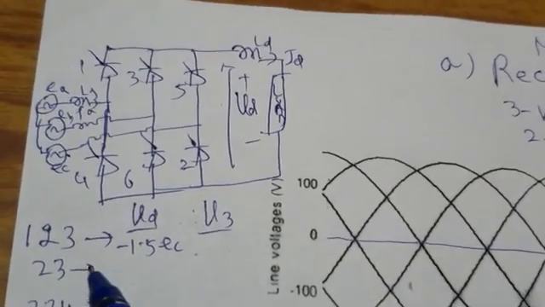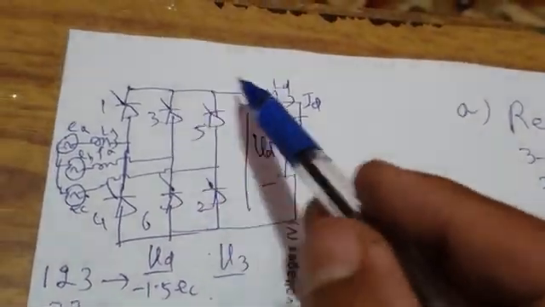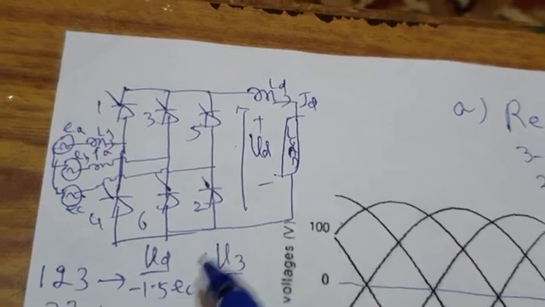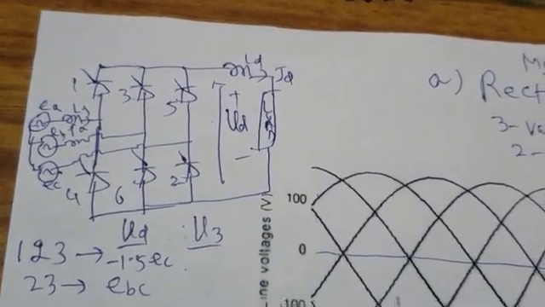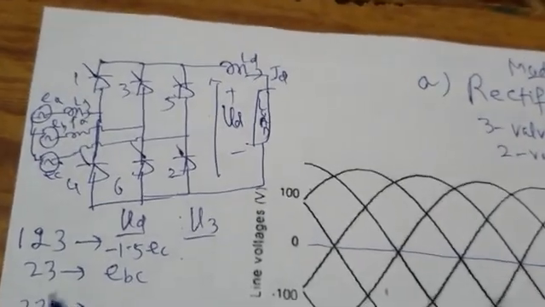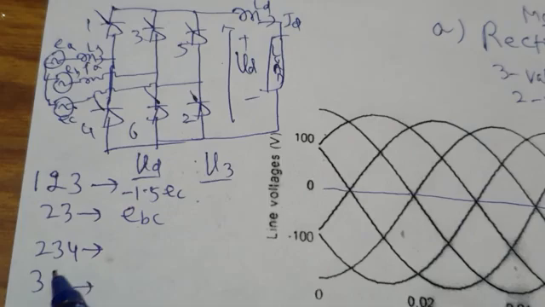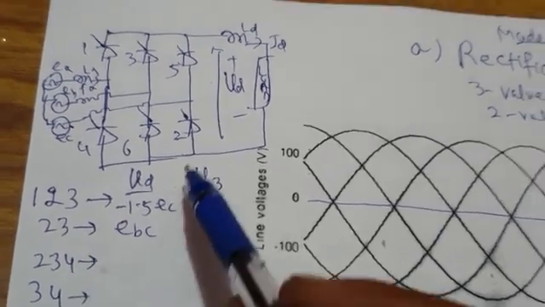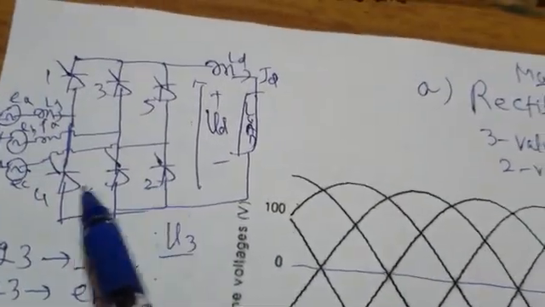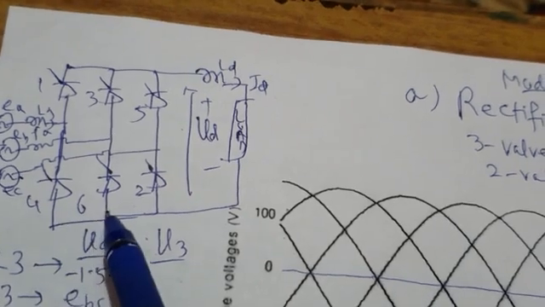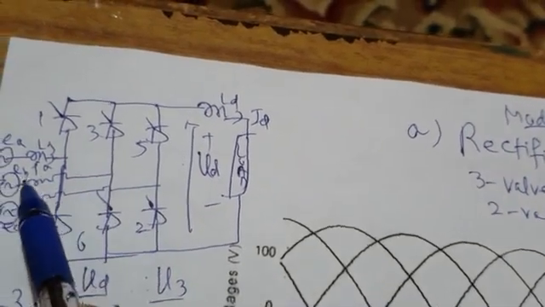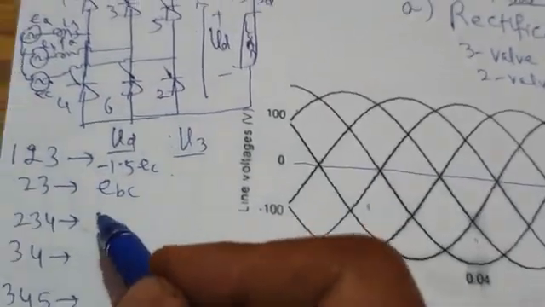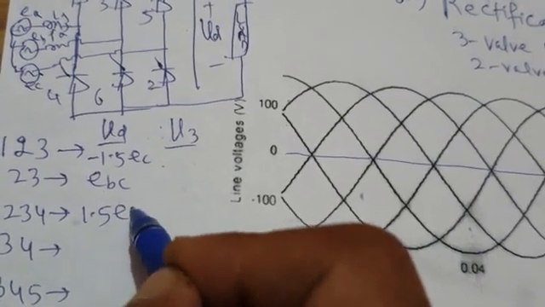Then the 2, 3 pair is conducting. 3 is this and 2 is this. So my load voltage is EB minus EC, so my load voltage is EBC. Okay, fine. Then 2, 3, 4 valves are conducting. That means 2 and 4 in the bottom are conducting. This is 2, this is 4. Which valve is not conducting? 6. And you can see 6 is connected to voltage source EB. So therefore load voltage by that trick is plus 1.5 times EB.